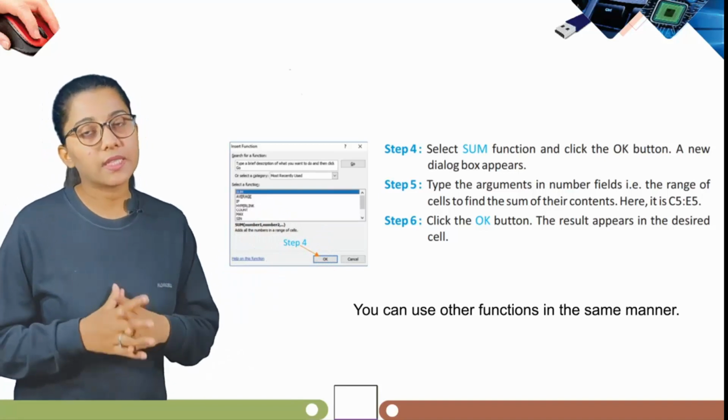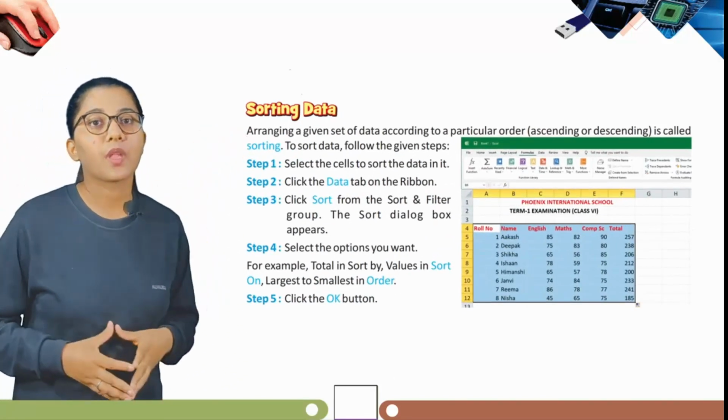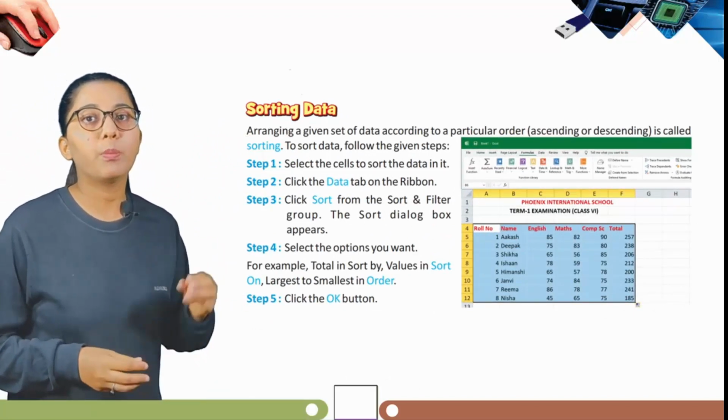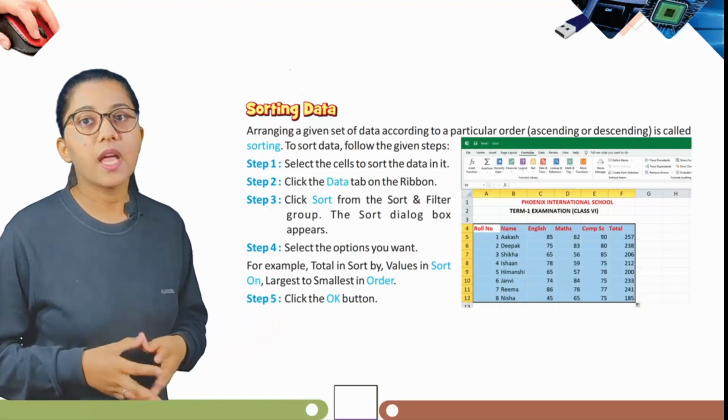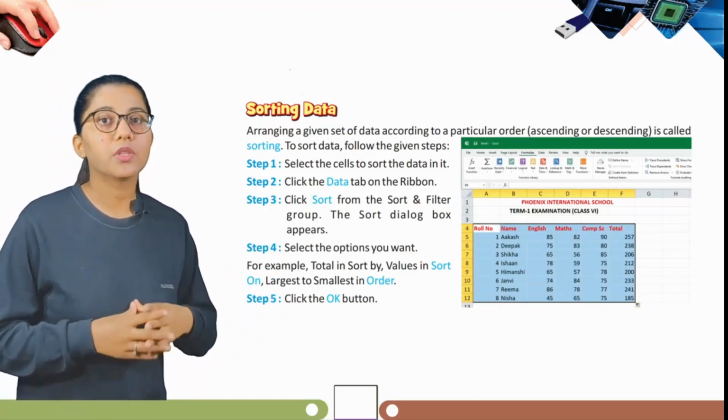Now students, let's start our new topic, that is sorting data. Arranging a given set of data according to a particular order, that is ascending or descending, is called sorting. To sort data.